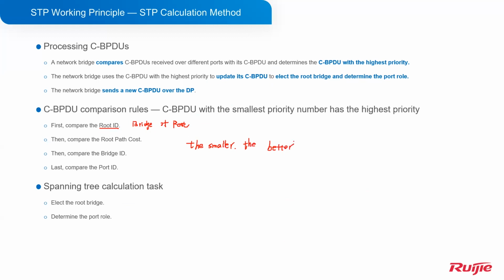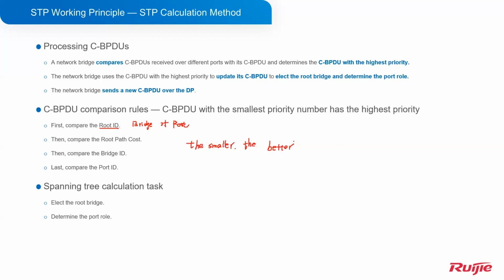For example, if one CBPDU has the smallest root ID, it has the highest priority. While if two CBPDUs have the same root ID, we will compare the root path cost. If one of them has the smallest root path cost, it has the highest priority, just like this.